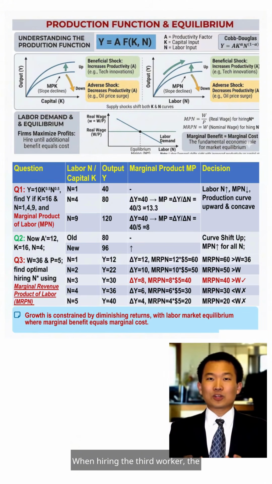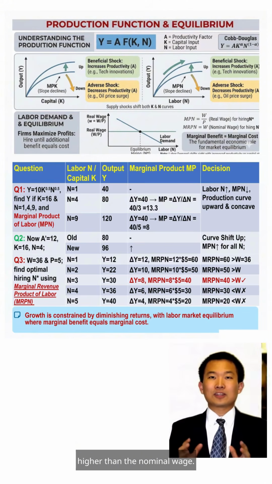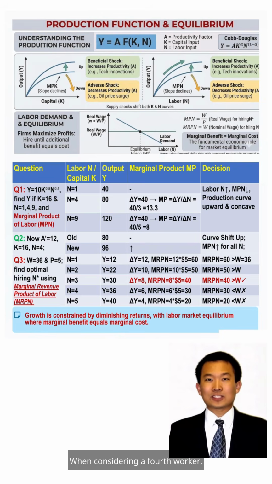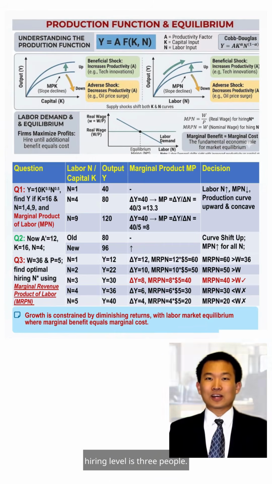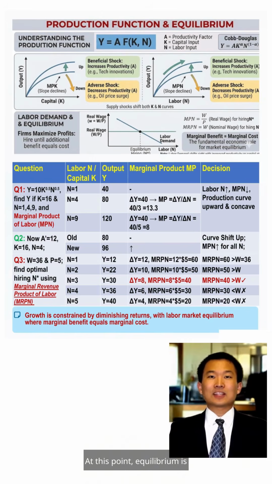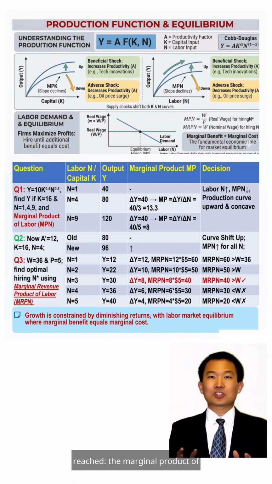When hiring the third worker, the marginal revenue is 40, which is higher than the nominal wage. When considering a fourth worker, the marginal revenue drops to 30, which is below the nominal wage. Therefore, the firm's optimal hiring level is 3 people. At this point, equilibrium is reached. The marginal product of labor matches the real wage, and marginal revenue product equals the nominal wage.